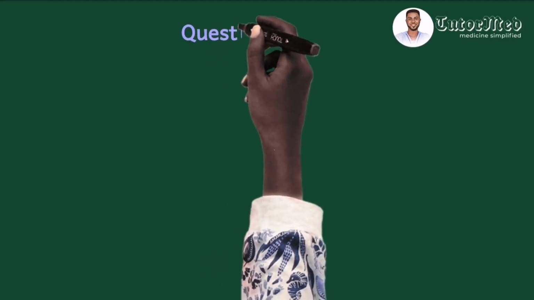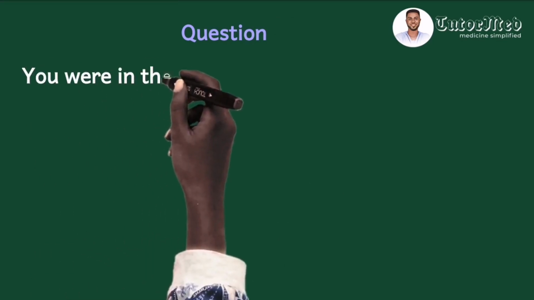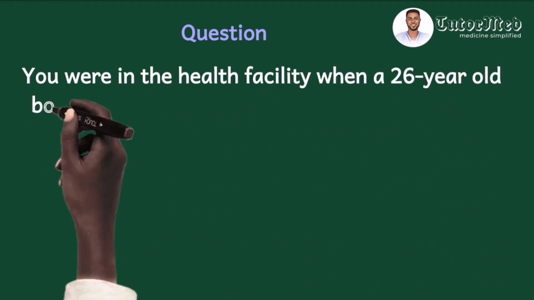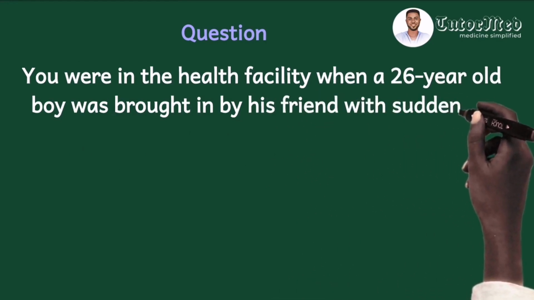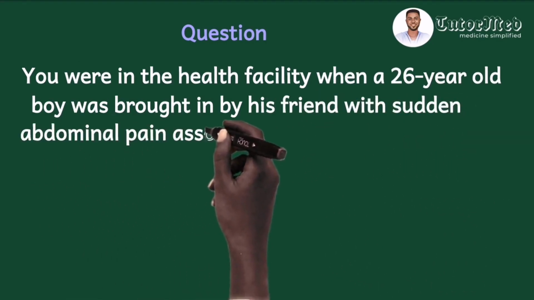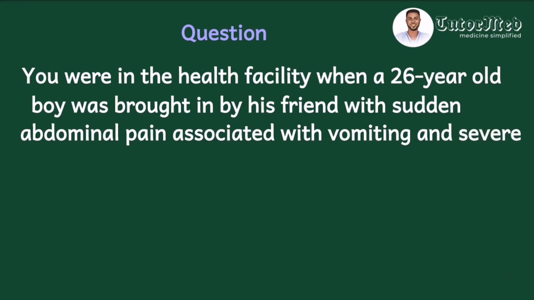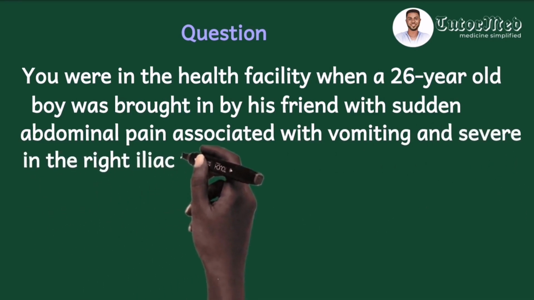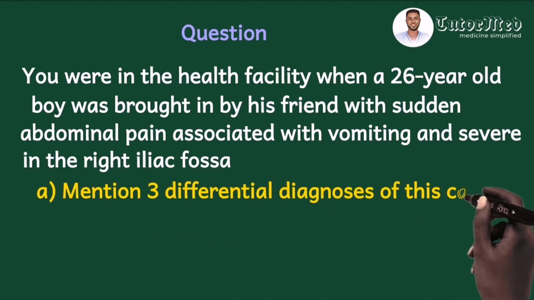Very good, and so let's get straight to our clinical case. The question says, you were in the health facility when a 26-year-old boy was brought in by his friend with a sudden abdominal pain associated with vomiting, and the abdominal pain was severe in the right iliac fossa. There are 6 questions for this clinical vignette. The first question says, mention 3 differential diagnoses of this presentation. And so as usual, some seconds to think through this question.